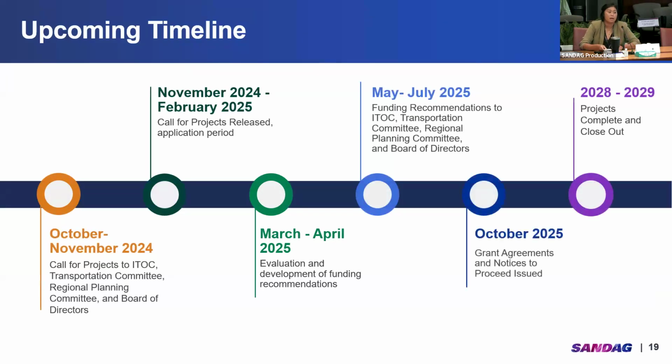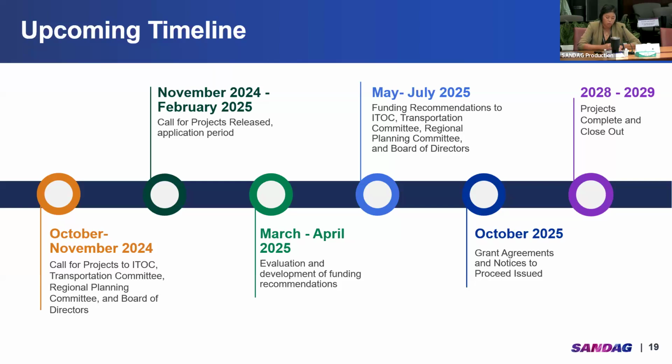On this slide is the upcoming Smart Growth Incentive Program Cycle 6 timeline. We'll be making our rounds to the PACs, the ITALC, and the board in October and November of this year. So we're here in October. We plan to go to the Regional Planning Committee on the 1st of November, followed by ITALC on the 13th of November. And if all goes well, we will be scheduled to go to the board on November 22nd.